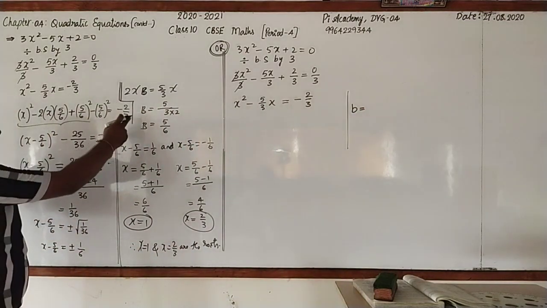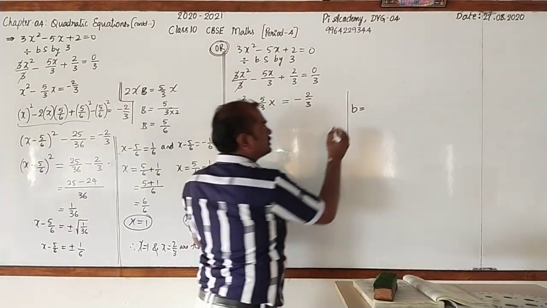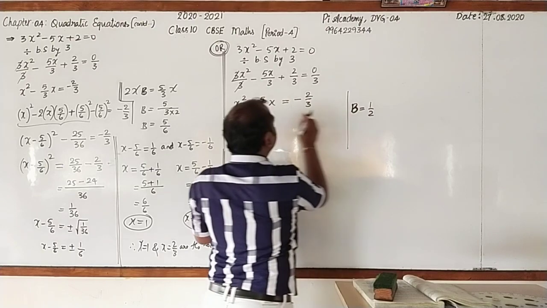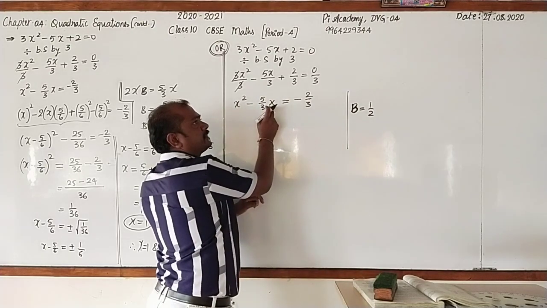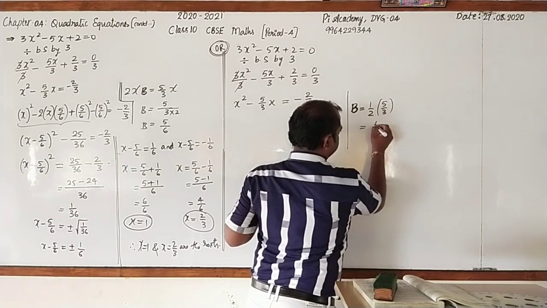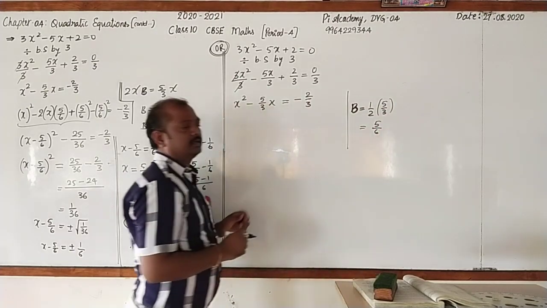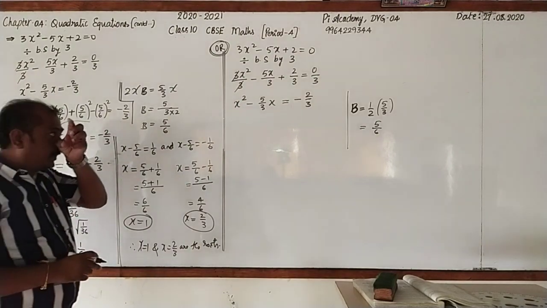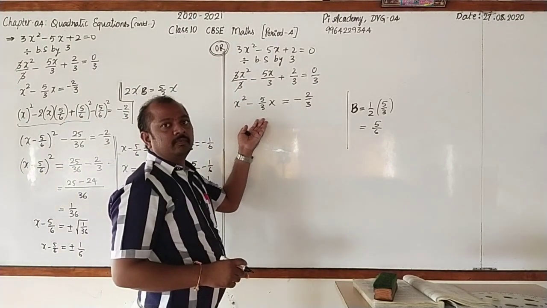Very simple method. See, b is equal to, here we have followed this method. I am going to teach you a still simpler method. b is equal to 1 by 2 into this coefficient of x, 5 by 3. How much is it? 5 by 6. See that? 5 by 6 only.